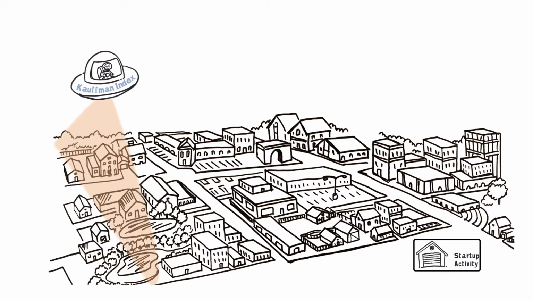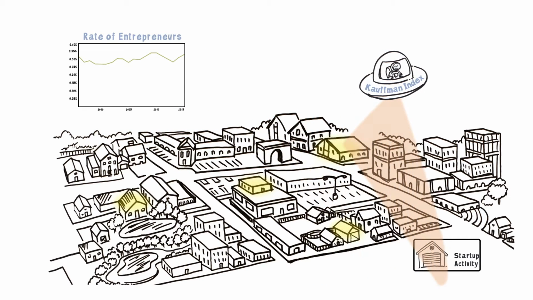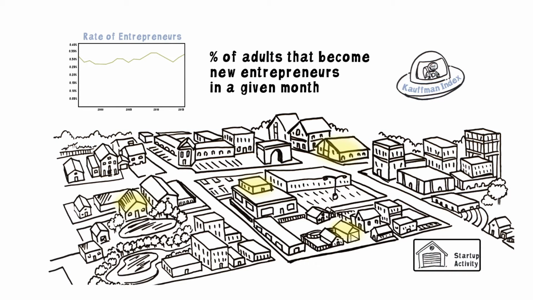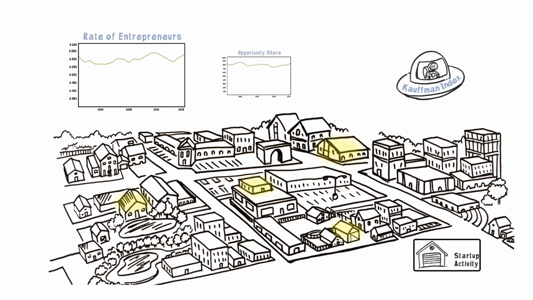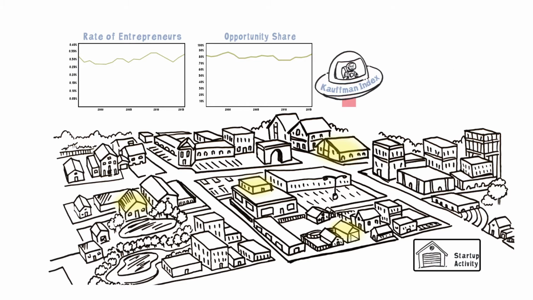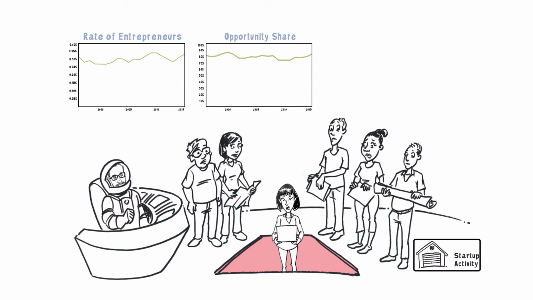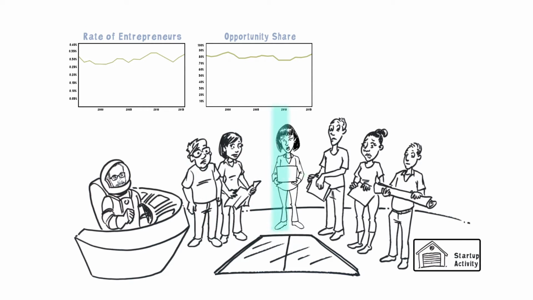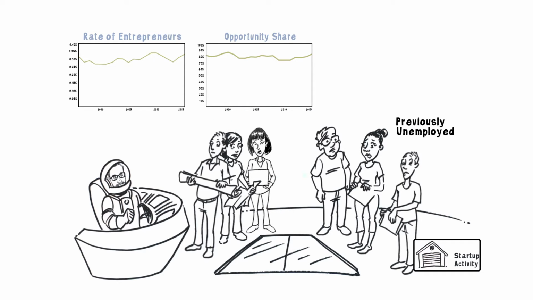One indicator is called the rate of new entrepreneurs, which is the percent of adults that become new entrepreneurs in a given month. The opportunity share of new entrepreneurs, the second indicator, measures an estimate of how many of those new entrepreneurs started their businesses out of necessity versus opportunity. We look at all the new entrepreneurs, and if they were previously unemployed, we proxy that as necessity entrepreneurship. If they were doing something else, we measure that as opportunity entrepreneurship.